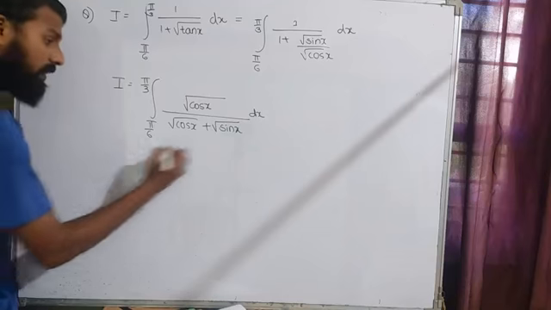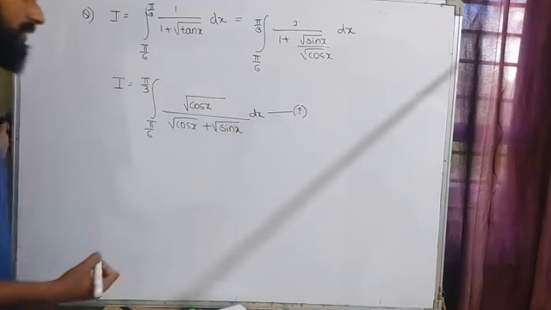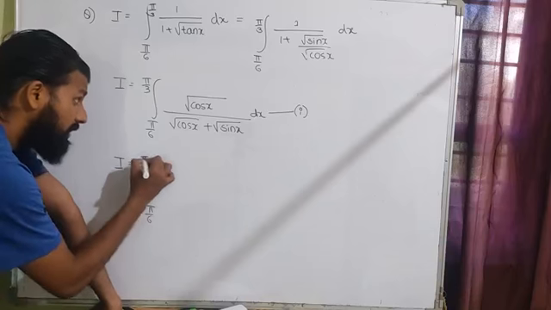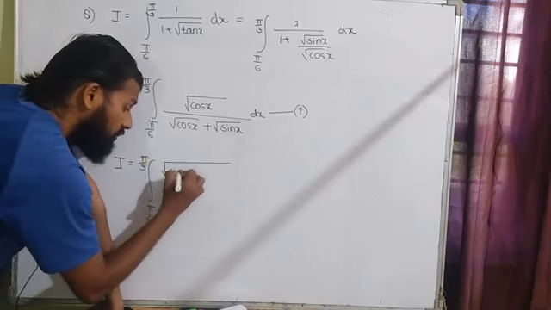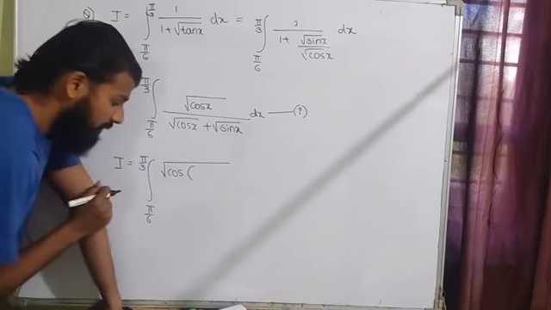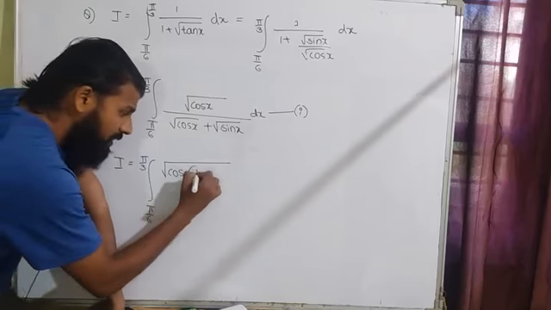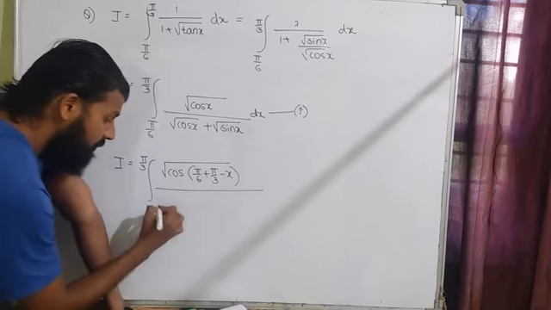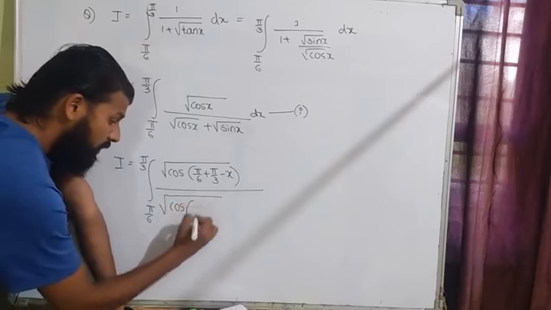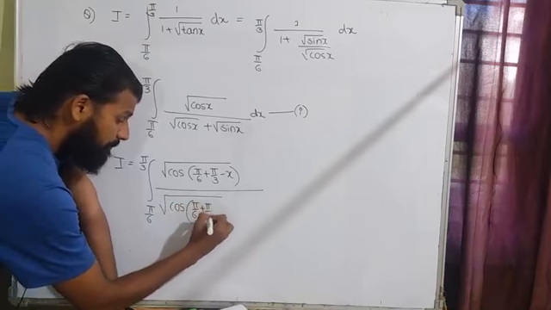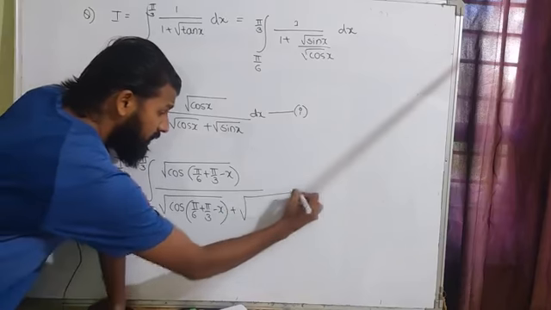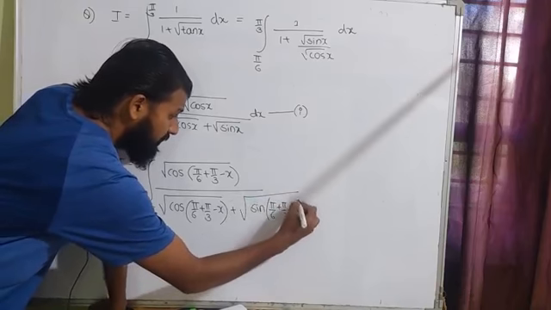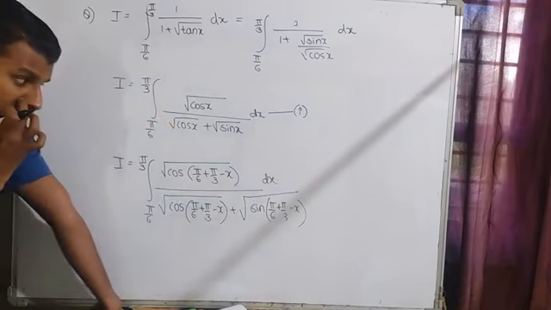So let me call this equation number 1, and if I apply the property, I'll be getting the integral from pi by 6 to pi by 3 of under root cos of (pi by 6 plus pi by 3 minus x) whole divided by under root cos of (pi by 6 plus pi by 3 minus x) plus under root sin of (pi by 6 plus pi by 3 minus x), dx.